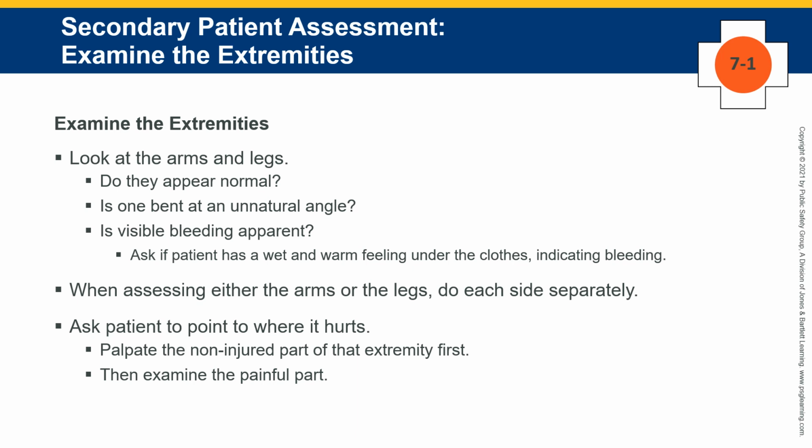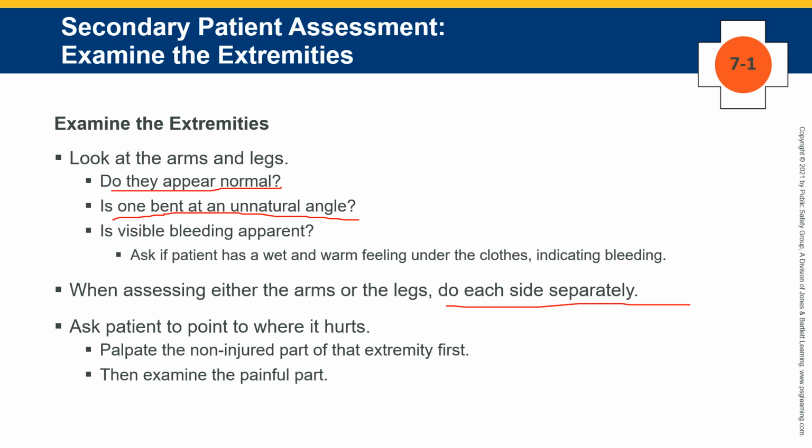When we examine the extremities, we want to just note if they appear normal. Is the anatomic alignment or position normal, is one bent, is a deformity present in such a way that it's that obvious? We're checking for bleeding, and we want to do each side separately. If we palpate at the same time and we get a painful response, the patient says, ouch, wait a minute, I have 2 hands on the patient, which side was it, left or right? So one at a time.